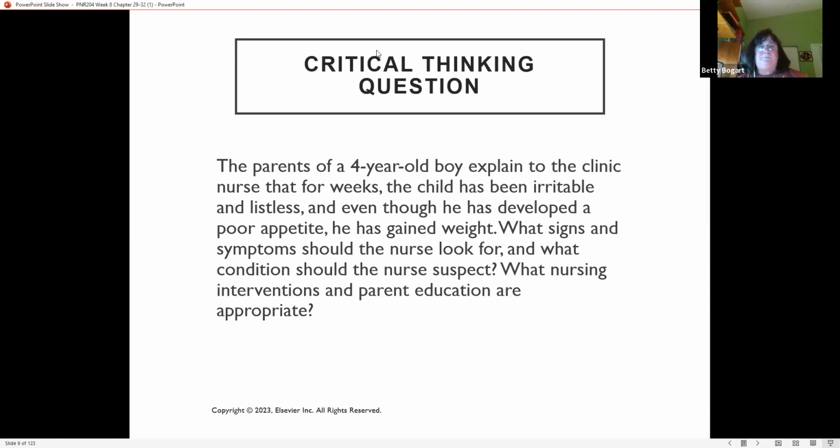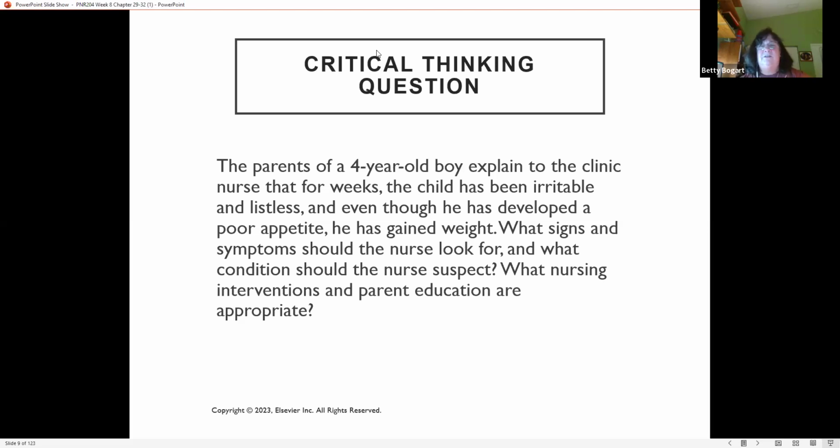So the parents of a 4-year-old boy explained to the clinic nurse that for weeks the child's been irritable and listless. He's even developed a poor appetite and he's gained weight. What signs and symptoms should the nurse look for? And what conditions should the nurse suspect?